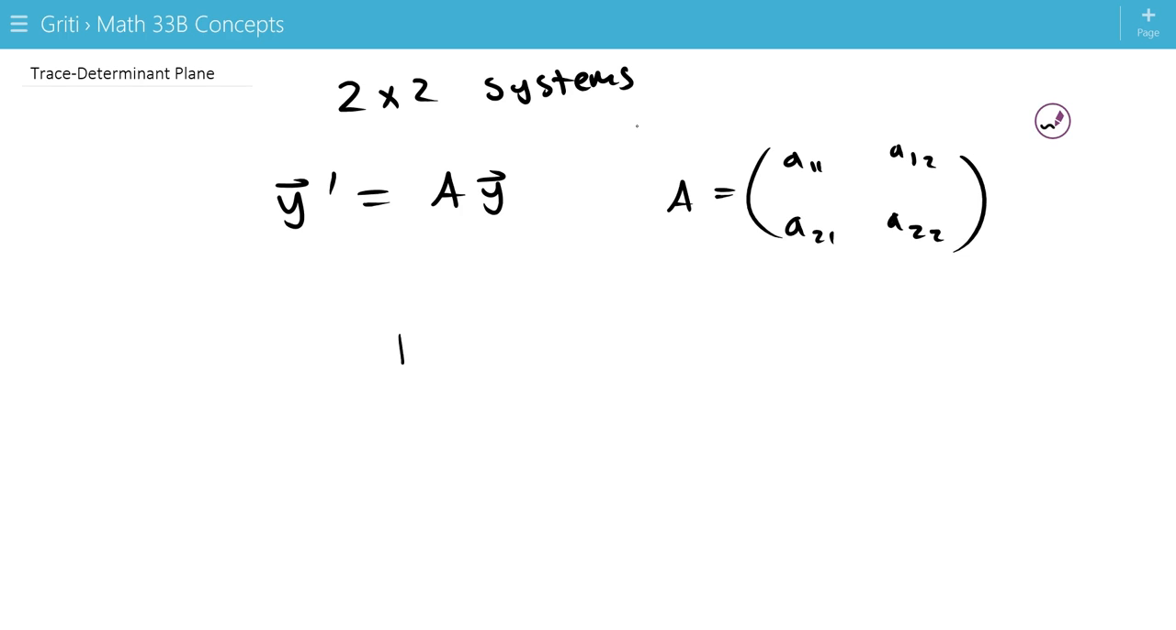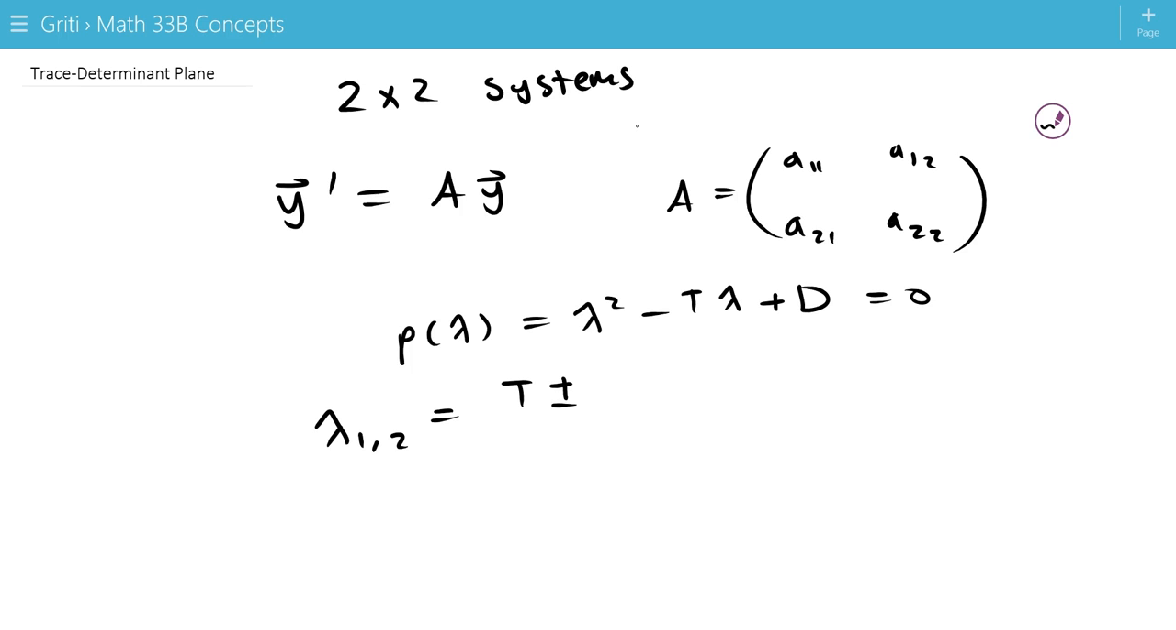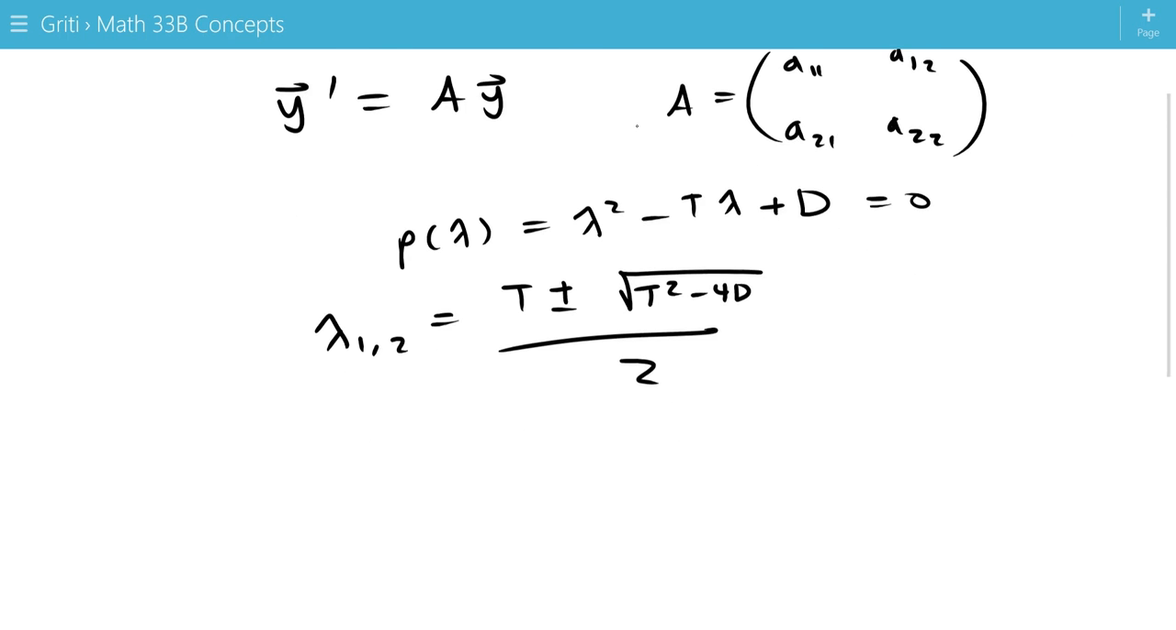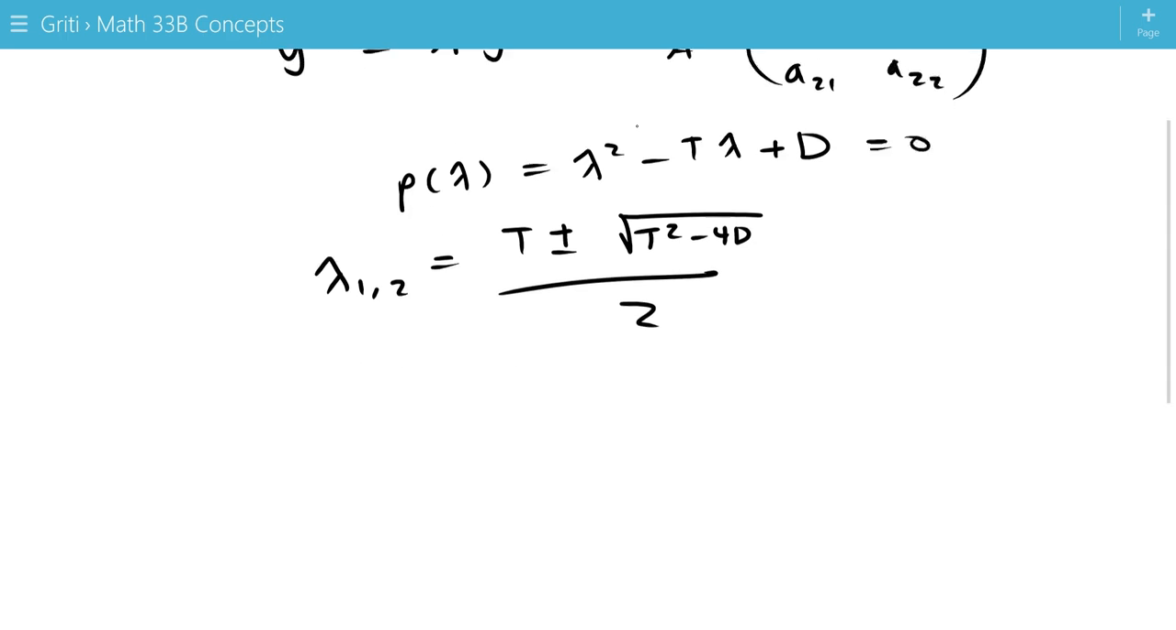And this has a characteristic polynomial, lambda squared minus the trace times lambda plus the determinant of A. And if we set it equal to 0, it gives us two eigenvalues, lambda 1 and lambda 2, which equals t plus or minus the square root of t squared minus 4d over 2.